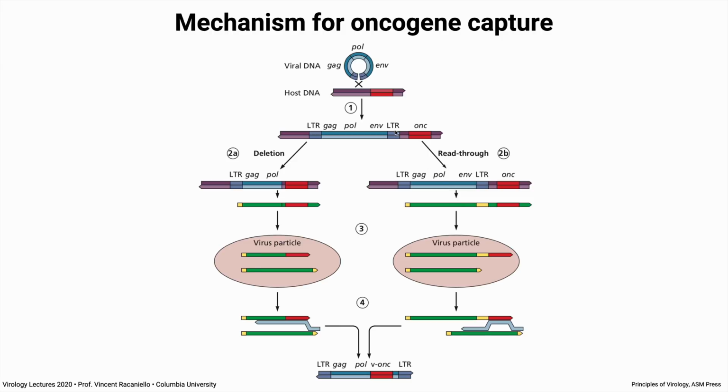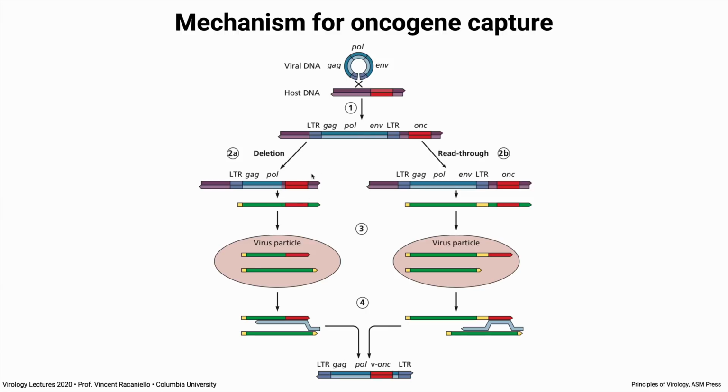First of all, the right-hand LTR could read through. So remember, the viral genome is made by a promoter in the left-hand LTR, and it usually terminates in the right-hand LTR. But sometimes the termination doesn't work. You get read-through, and now you make a transcript that includes the oncogene. That can get packaged into a virus particle, and then during reverse transcription, when you infect a new cell, copy choice will give you a new viral DNA with the oncogene in it, and this is now a transforming retrovirus.